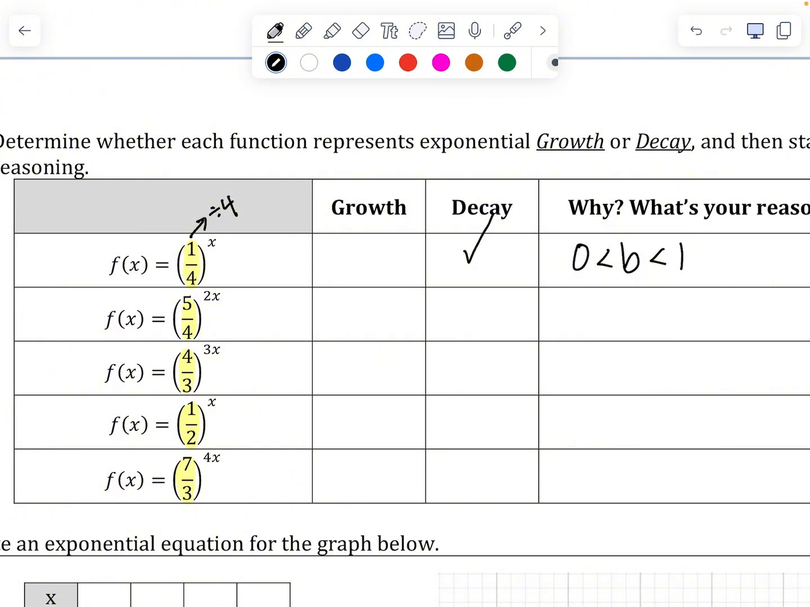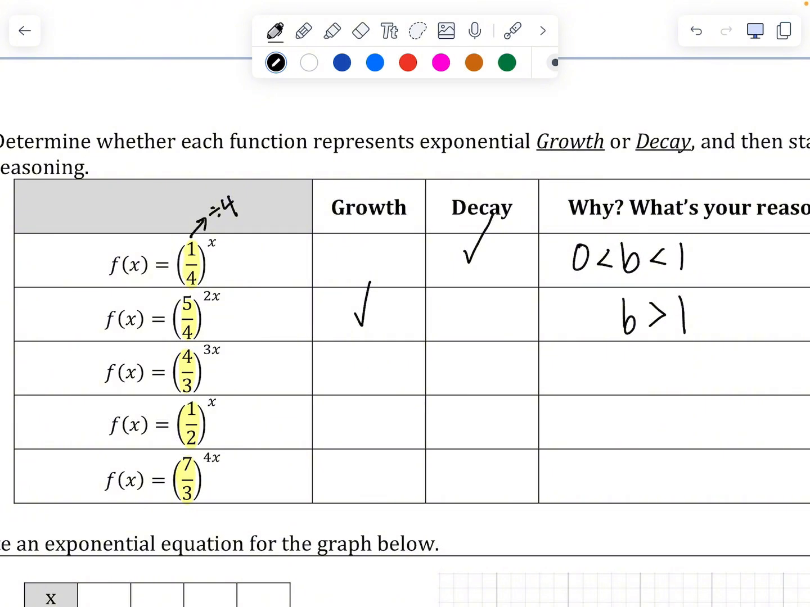Plug in 5/4 into your calculator. 5 divided by 4. What do you get here? 1.25, which is a number that is bigger than 1. You're multiplying by a number that's bigger than 1, so therefore this is growth, okay? It's like taking the number 3 and multiplying it by 2. That makes 6. You went from 3 to 6.